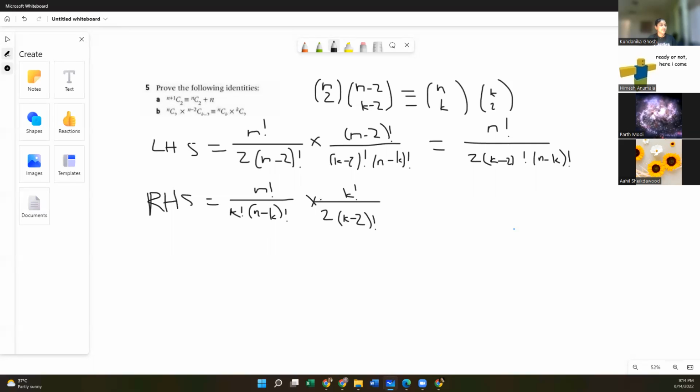And now the k factorials from both the numerator and the denominator will cancel out. So all you have now is n factorial over n minus k factorial times 2 times k minus 2 factorial. Now you can see here these are identical, but what we want to do in a proof is show that the two sides are exactly equal.